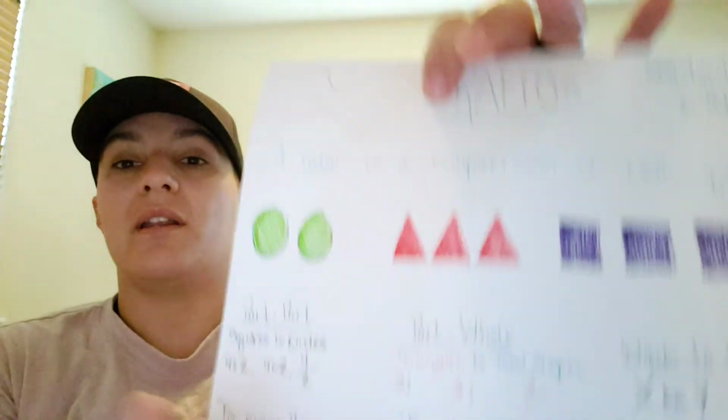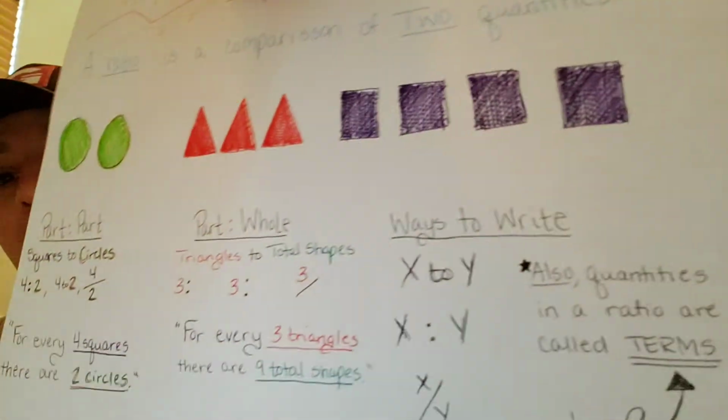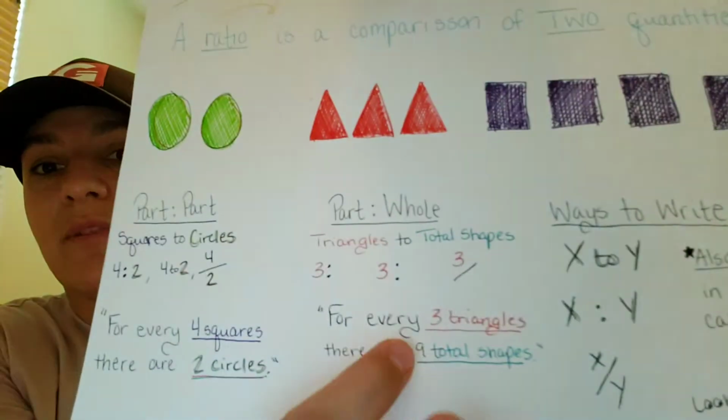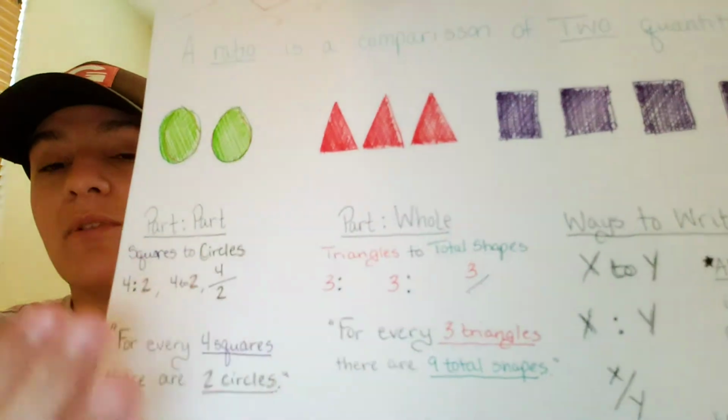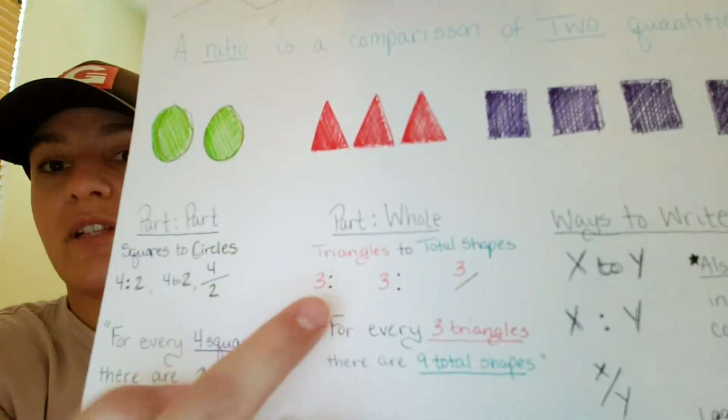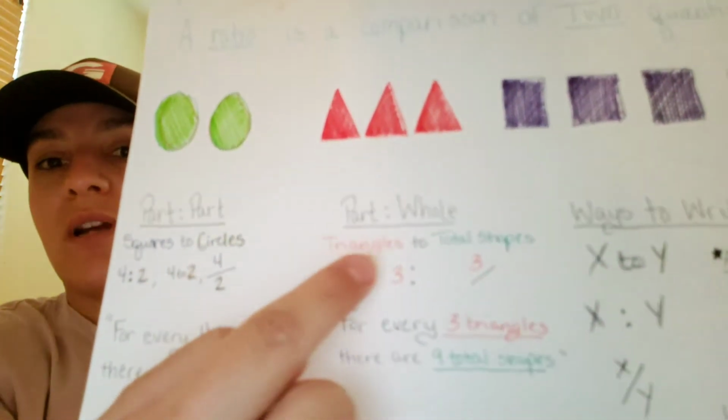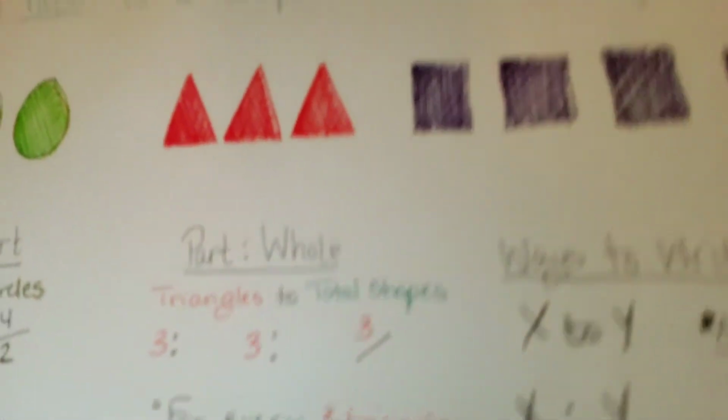But I would introduce that area first, and then I would probably show them the different ways of identifying parts to parts and then parts to whole. And I would do this alone. As you can see, I didn't finish that one, my bad. But this would actually be triangles to total shapes.